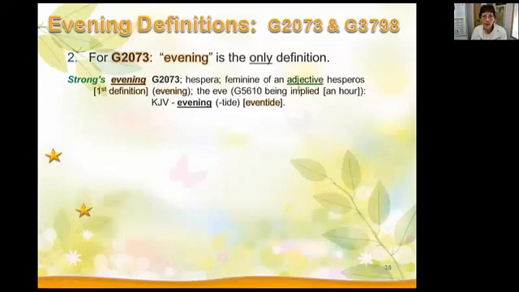It says feminine. Now look here. It says as an adjective. Found that kind of interesting. The first definition is evening. Then it says the eve. It can be implied as an hour. And there it has eventide. That is very clear. Evening, that's it.